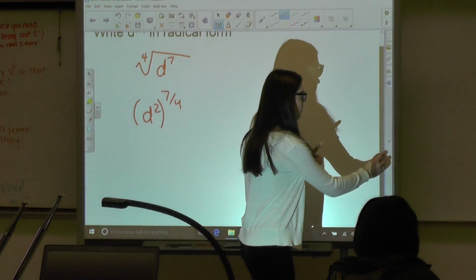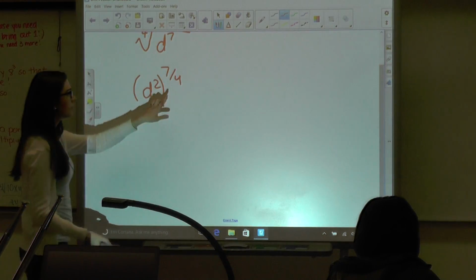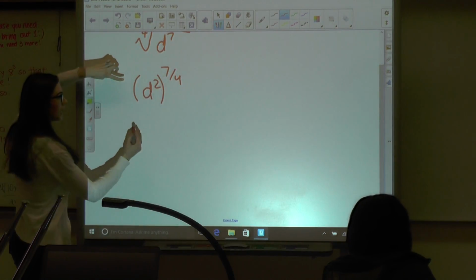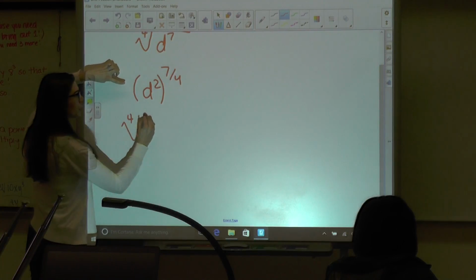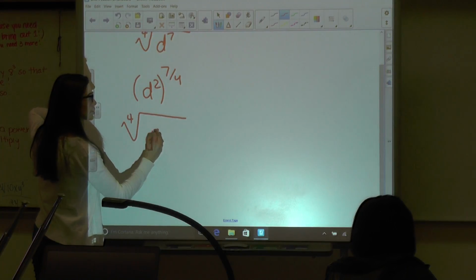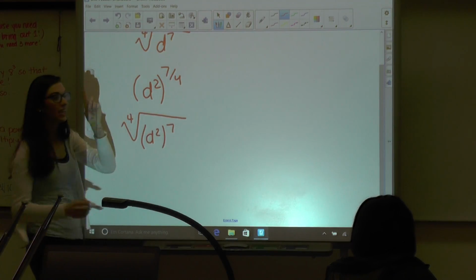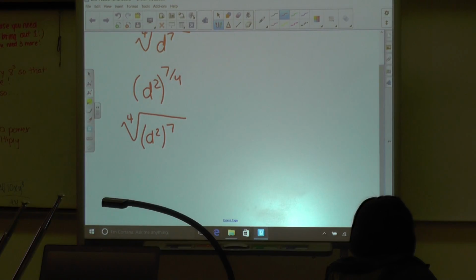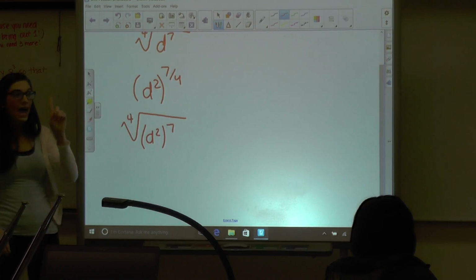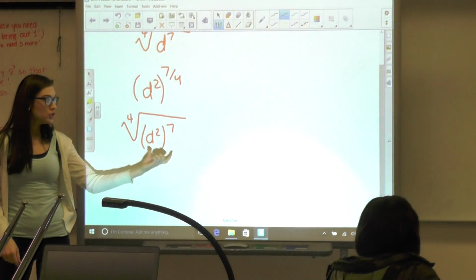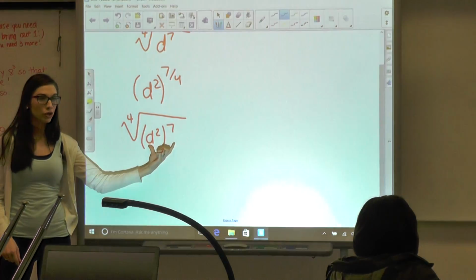Just wait with me. You do the same thing. Top on inside, bottom on outside. This is the 4th root of D squared to the power 7. Now, I don't want you to simplify your radical and take anything out. However, I do want you to simplify if it's under your radical.